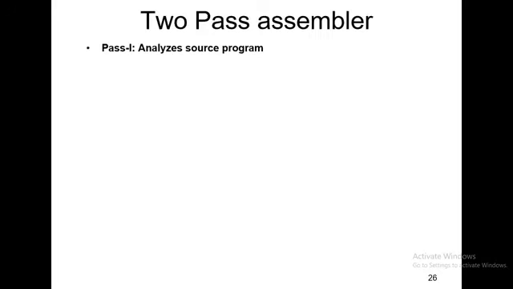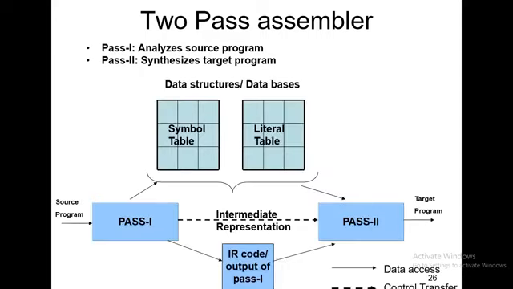Two types of assembler are there: one is pass1 and the second is pass2. Pass1 means it analyzes the source program, and pass2 means it synthesizes the target program. Now you have a source program in assembly language which you give to the pass1 assembler. Then the pass1 assembler generates intermediate code as its output, which is given as an input to the pass2 assembler. The pass2 assembler will generate a target program which is in object form. So we can say that the output of pass1 is given as an input to the pass2 assembler.